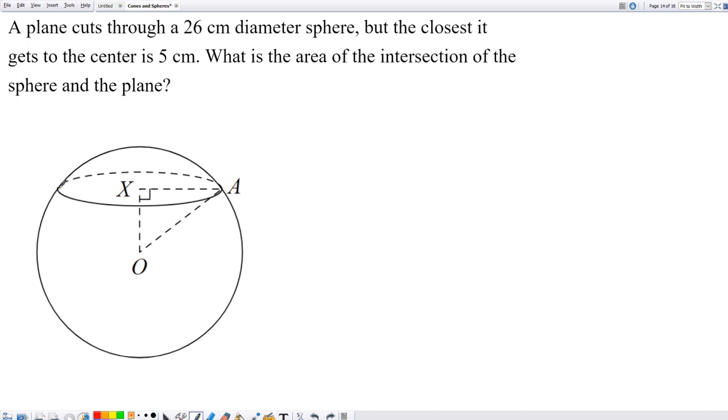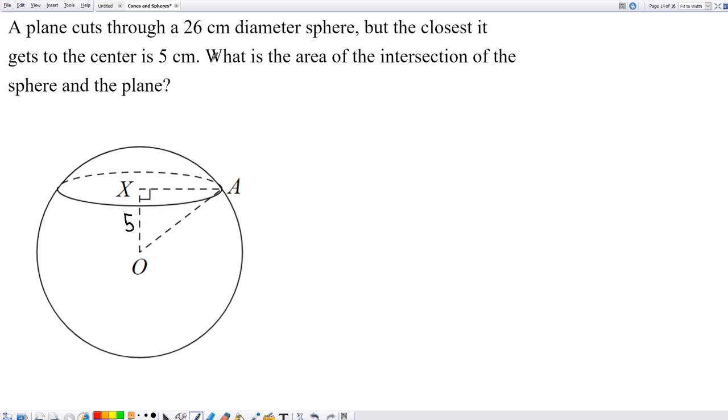This circular cutout is the cross section of the sphere and the plane, because any plane crossing a sphere makes a circle. Now, we know the distance from this cross section to the center is 5 centimeters. So 5.